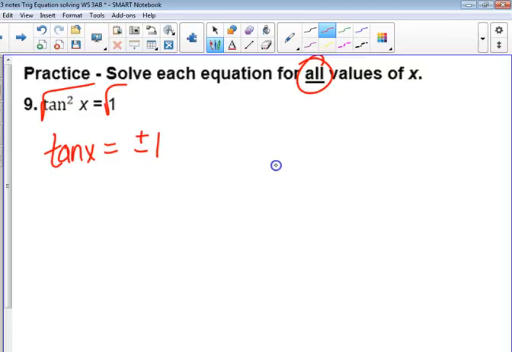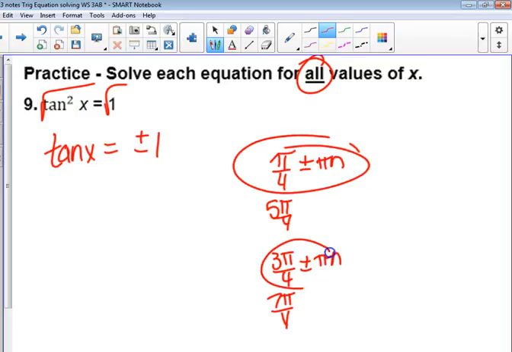Where's the tangent 1? Pi, it's positive 1 at pi over 4 and 5 pi over 4. It's negative at 3 pi over 4 and 7 pi over 4. But really, how often does tangent repeat anyway? Every pi. So we could just pick one positive 1 and one negative 1. So you could shorten it to that. Or you could put a plus or minus 2 pi n on all of them.